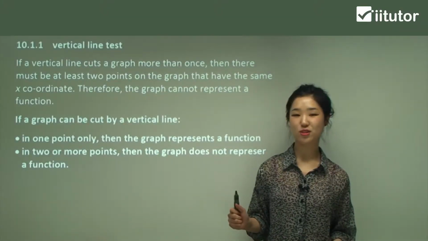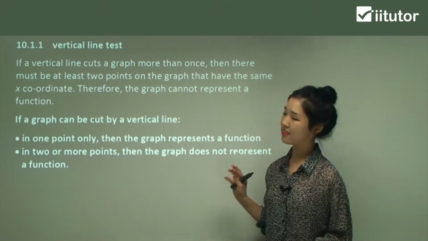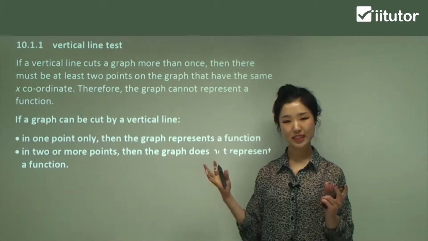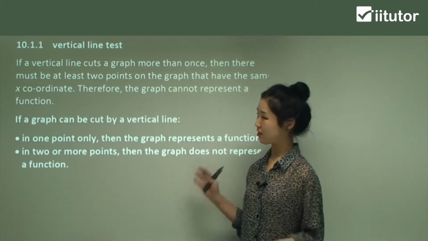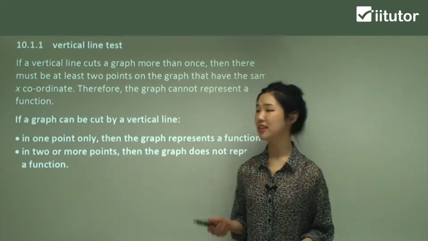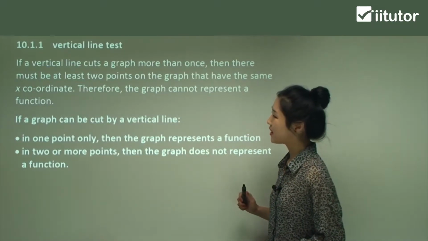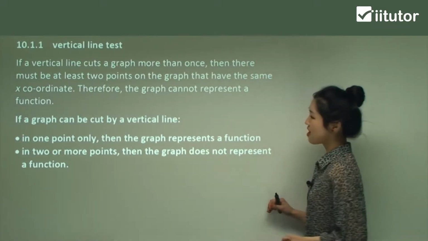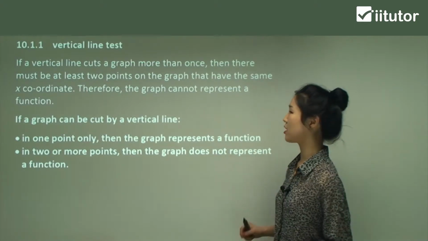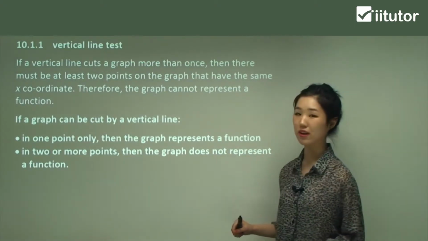So starting with the vertical line test. Now this is a test that determines whether a particular equation or a particular graph is going to be a function or not. So if a vertical line cuts a graph more than once, then there must be at least 2 points on the graph that have the same x coordinate.